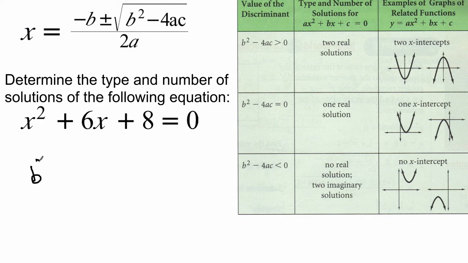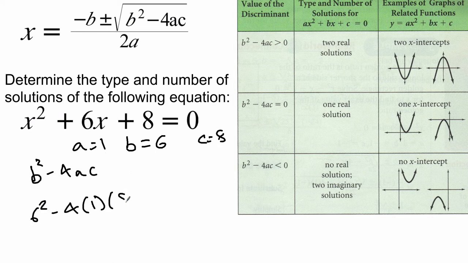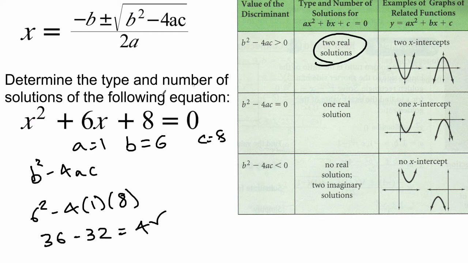So all we're going to look at is the discriminant, b squared minus 4ac, the stuff that would go underneath the radical. And b is 6, a is 1, and c is 8. So b squared is 6 squared minus 4 times 1 times 8. That's 36 minus 32. It's a positive number, so we know we have this case. We have two real solutions. That's the type. The type of solutions are real numbers, and the number of solutions is 2. There are two solutions.